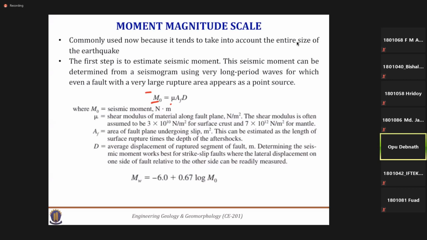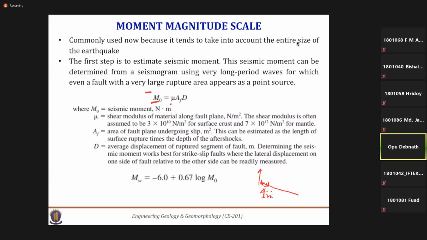suppose each earthquake occurs due to a sudden movement along the fault line. So a certain area will slip. That means, suppose this is a fault line in cross section, and after the earthquake, suppose 5 mm or 10 mm, or in some cases 1 meter is slipped. And in the transverse direction, along the plate boundary, what is the length? If we multiply the displacement by the length, this will be the surface slip area. So this can be calculated, and D is the average displacement of the rupture segment in the fault.